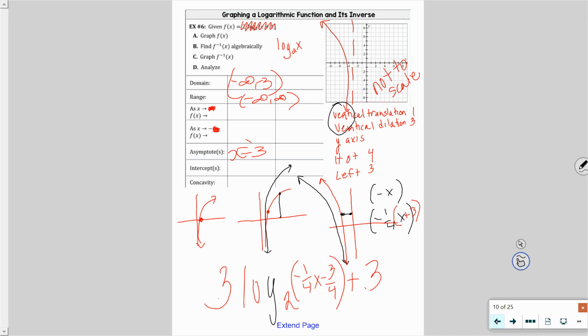Gabe, concavity? Concave down. Right? Molly, what does concave down mean? Decreasing at an increasing rate. Good, decreasing at a decreasing rate. So the function is decreasing, and concave down means that the rate is also decreasing. Okay?